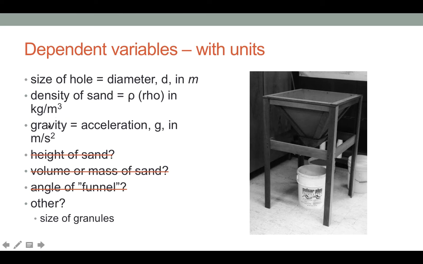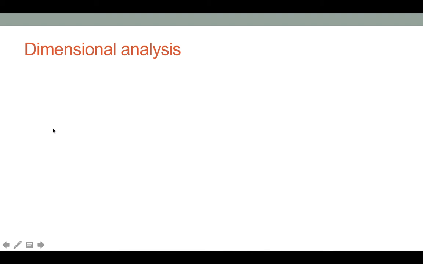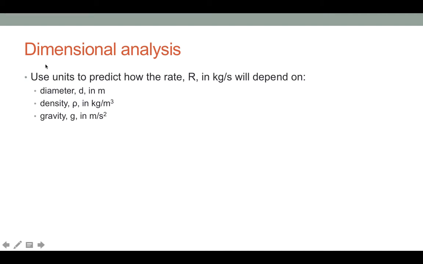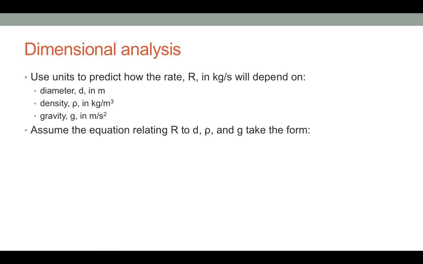Therefore, the three quantities we really need to worry about are the size of the hole, density of the sand, and gravity. So, with that given, we're going to use dimensional analysis, or the units, to predict how the rate r in kilograms per second will depend on the diameter, the density, and gravity. The way we're going to do that is by assuming a certain shape for the equation.